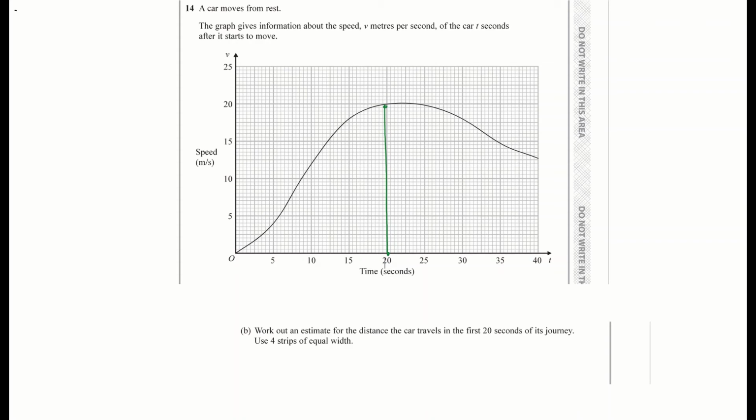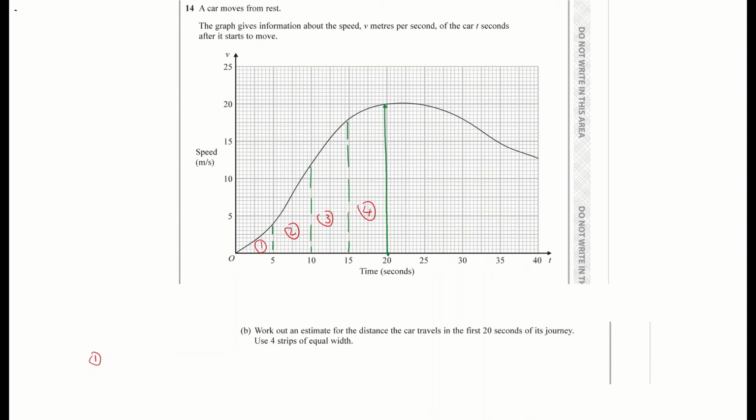So that's giving me my four bands or my four strips. Okay, next thing I'm going to do is label those bands. So I have my first strip, I'm going to call it area 1, area 2, area 3, and area 4, just to help me find the areas a little bit easier.